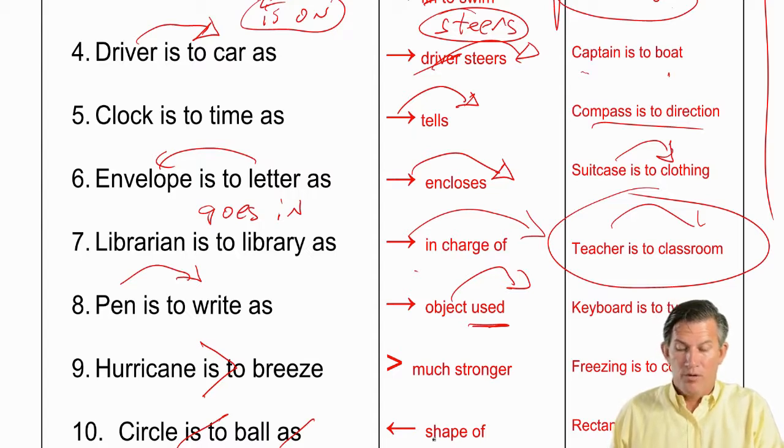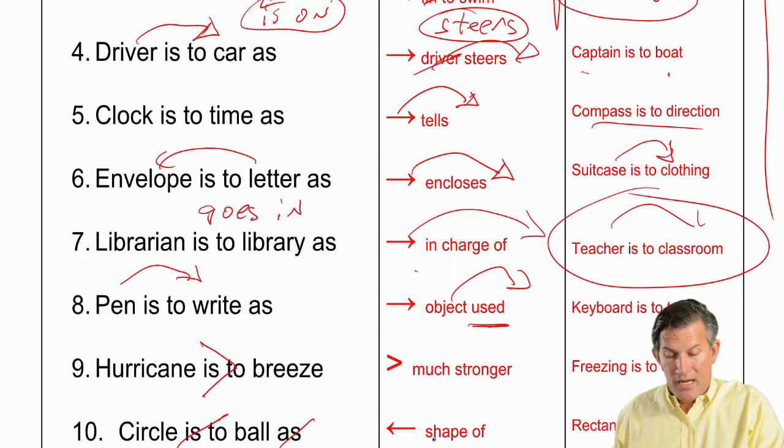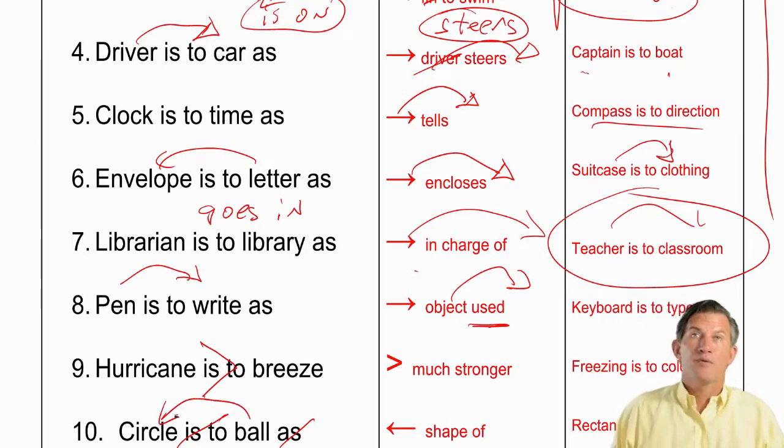A circle is the shape of a ball, or a ball is the shape of a circle. Well, either one actually works, but make sure you keep the same relationship for your answers, okay? So a ball, actually, I like 3D. A ball is a 3D circle. That's the way that would look.